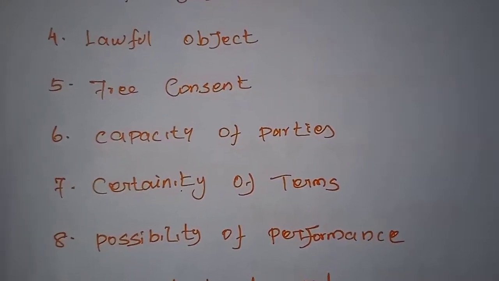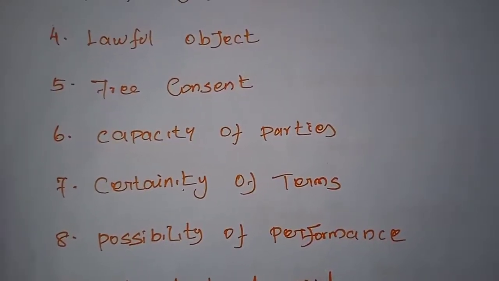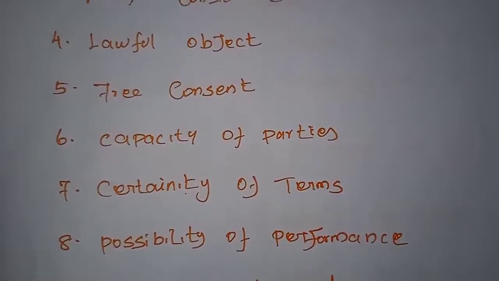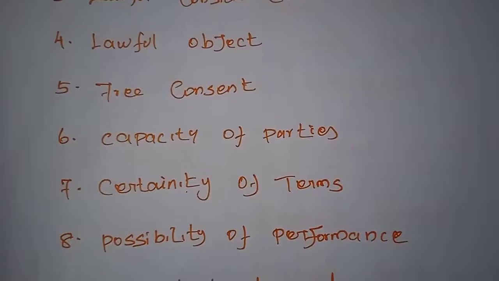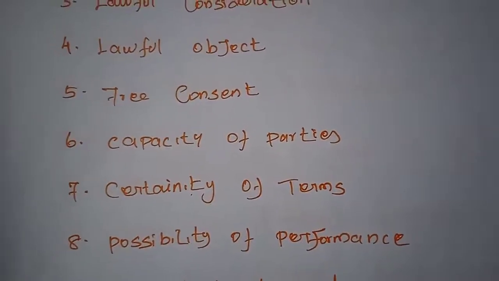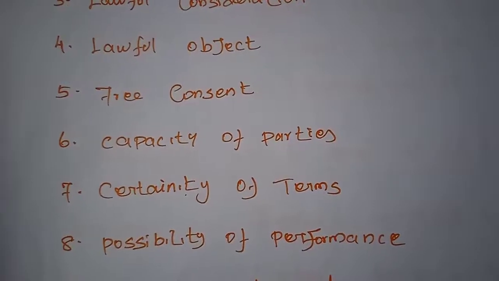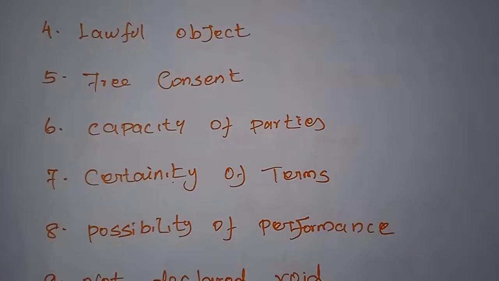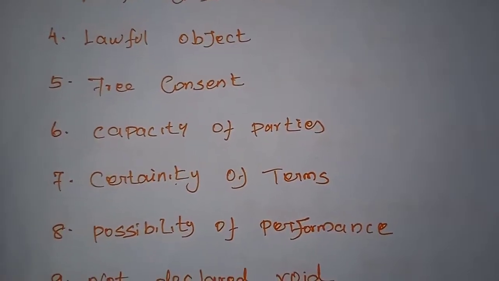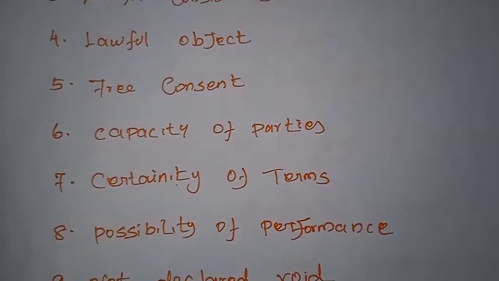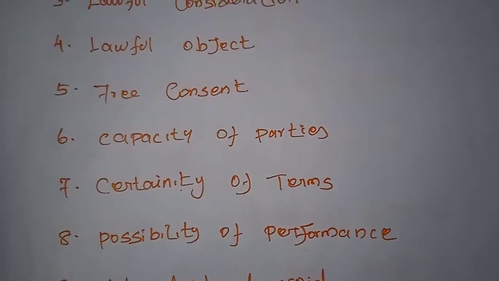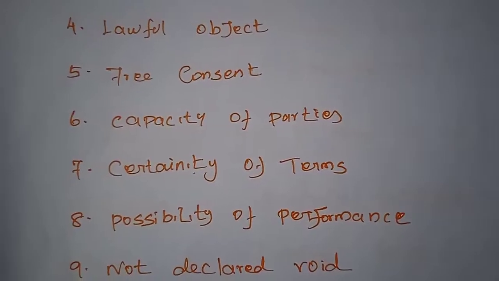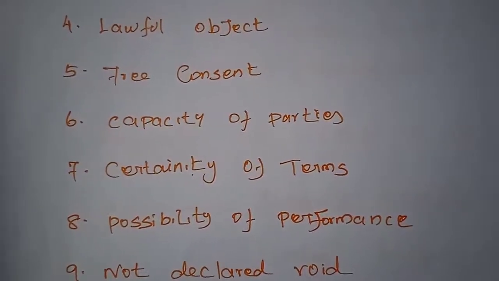Next, capacity of parties. The parties to a contract must have capacity to make a valid contract. The Indian Contract Act specifies that every person is competent to contract who is of the age of majority according to the law to which he is subject. So a person must have completed 18 years. Only after completing 18 years can one have the ability to sign any agreement.